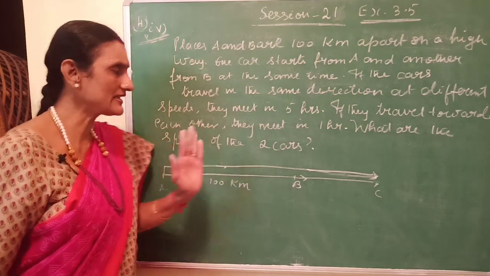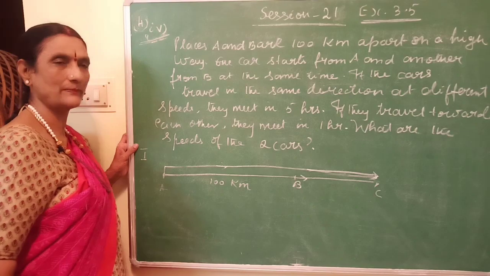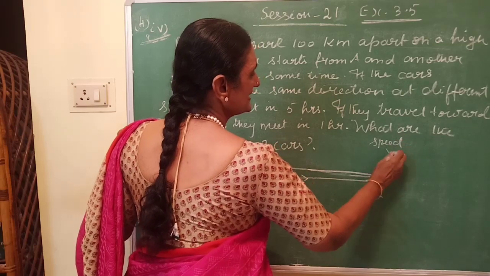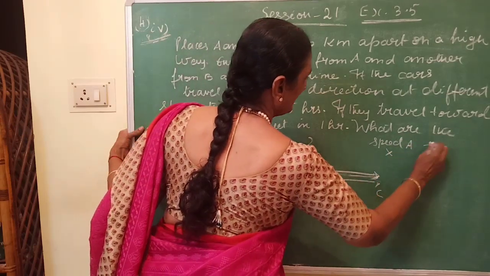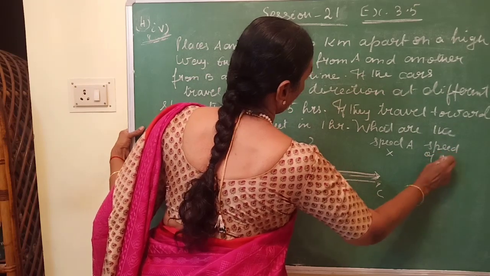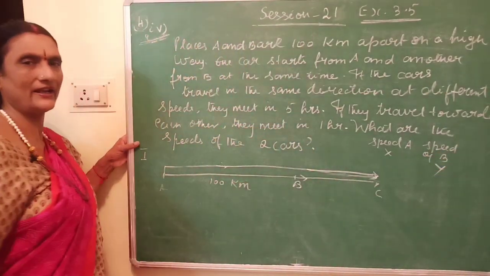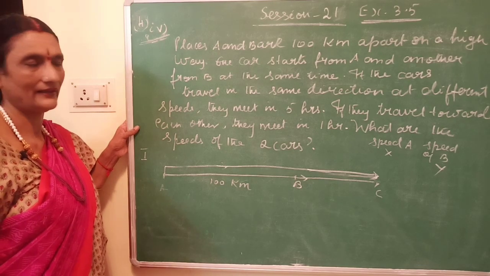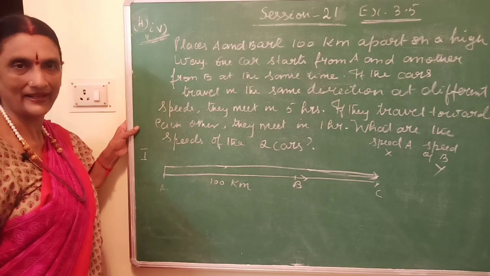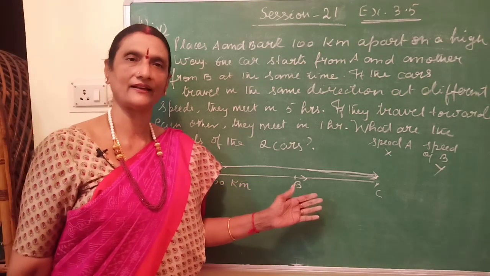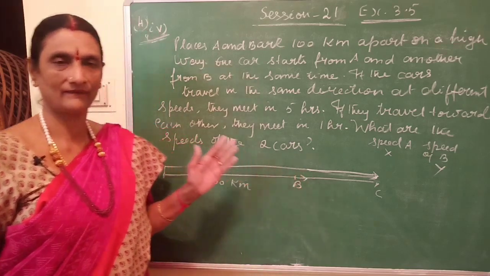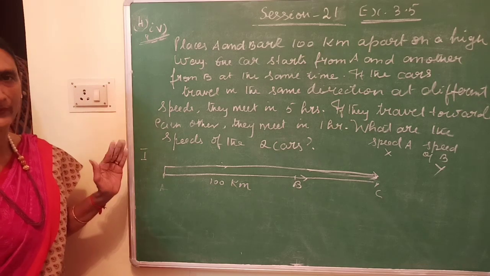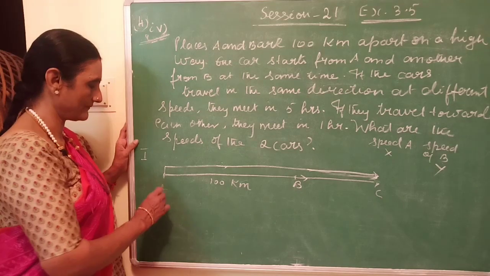Now, this is the situation 1. We don't know what is the speed of the cars. Here we can write speed of A is X and speed of B is Y. We can write like this. Speed of car number A, because it is starting from A, I am denoting the car as car number A. And it is starting from B, I am denoting the car as car number B. Is that clear to all of you? Now, you have to first get the equations and you have to understand the first situation. Correct?